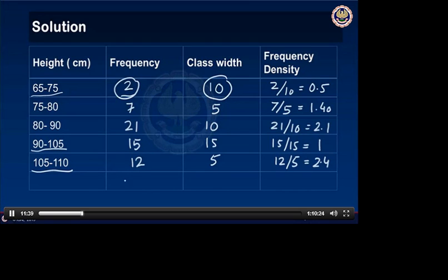And remember, the formula for calculating the frequency density is the frequency divided by the class width or length. Using this formula, we get the frequency density and we solve the problem like this.